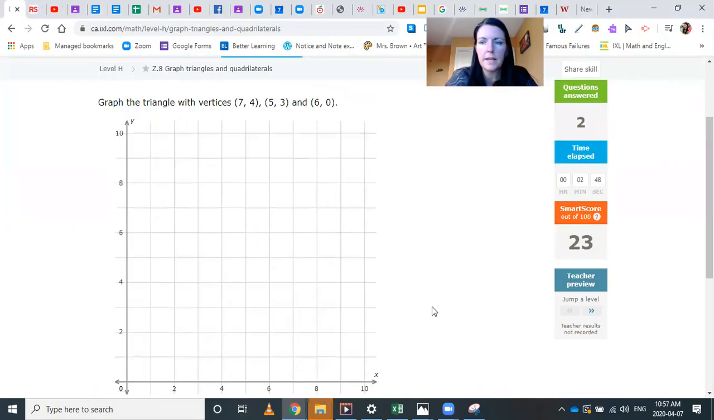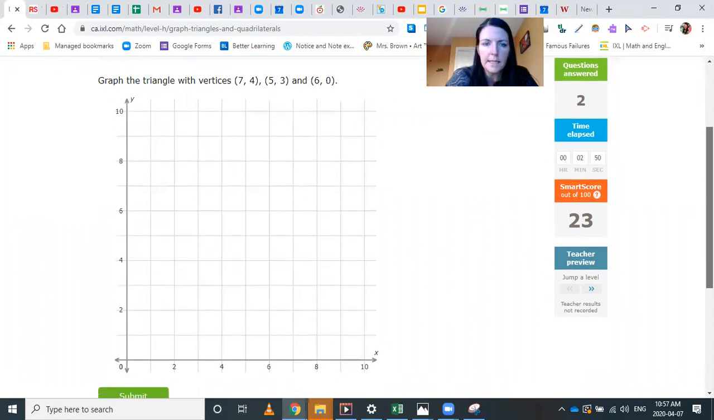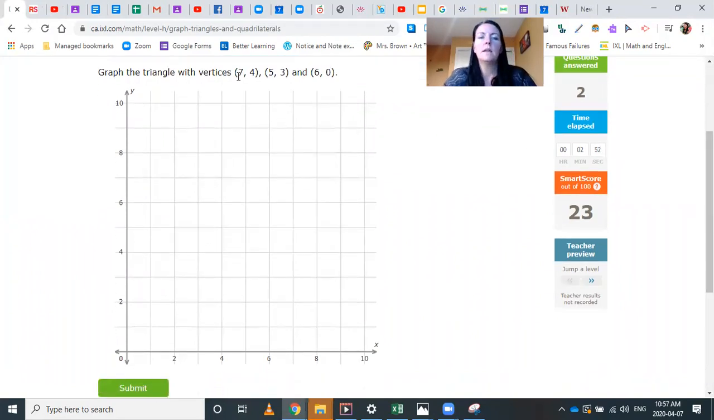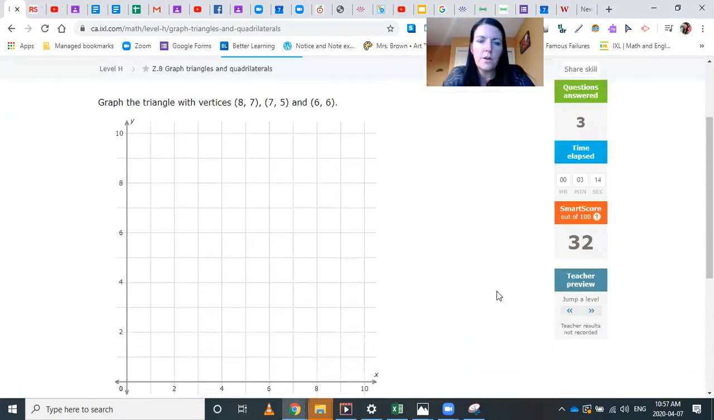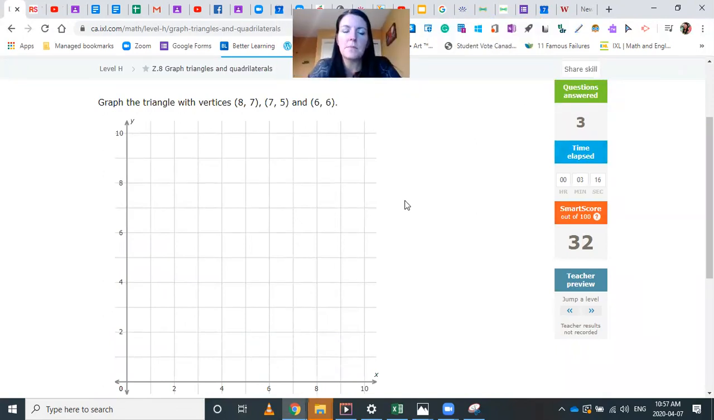Okay, another triangle. I think it gets to quadrilaterals a little bit later in this activity. Right, X is 7, Y is 4, so 7 and 4 is there. X is 5, Y is 3, and X is 6, and Y is 0. Remember, when it's 0, it's right on that line. Okay, and submit. Awesome. Okay, I hope that you have fun with this activity, remembering always the most important thing is that it goes X first and then Y.